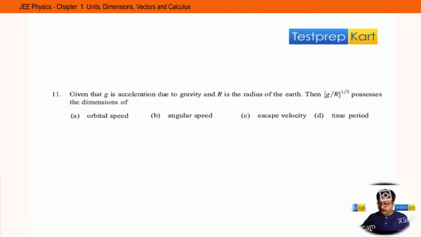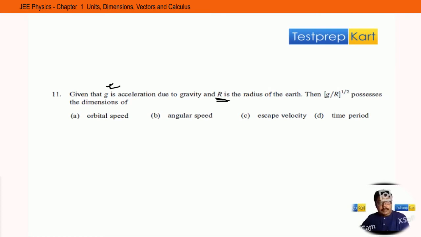Hello friends, we are solving some of the important questions based on the units chapter. So here the question is question number 11. It is written that given that g is acceleration due to gravity and r is the radius of the earth, then g by r whole to the power 1/2 has the dimension of what? So this is an important question.